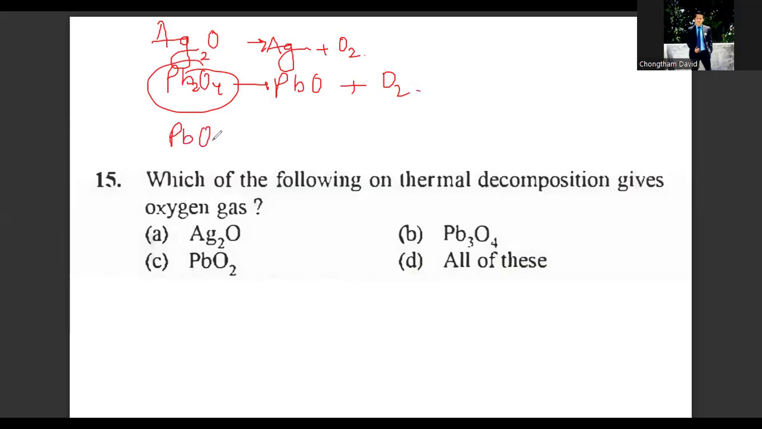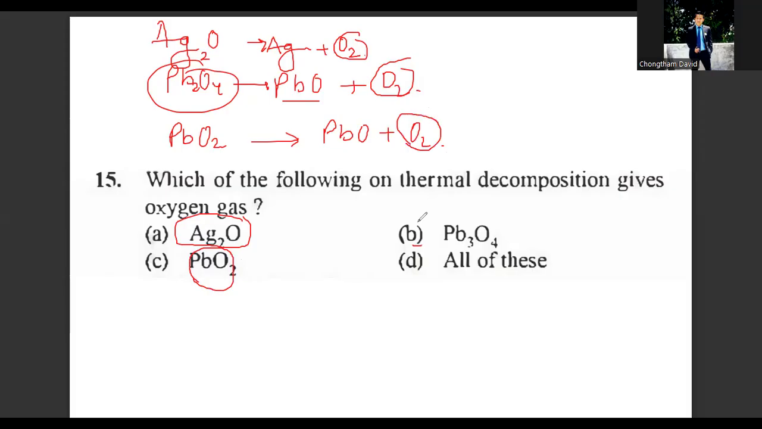Then lead oxide PbO2 gives PbO plus oxygen. So which of the following on thermal decomposition gives oxygen gas? For silver oxide, oxygen is liberated, and for lead oxide PbO2, same thing, oxygen gas is liberated. So all of these will liberate oxygen gas on thermal decomposition.